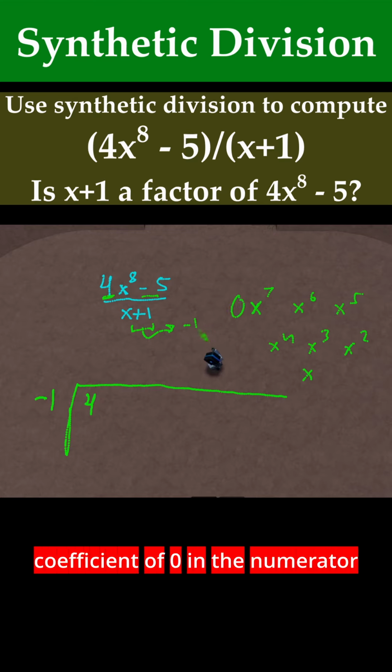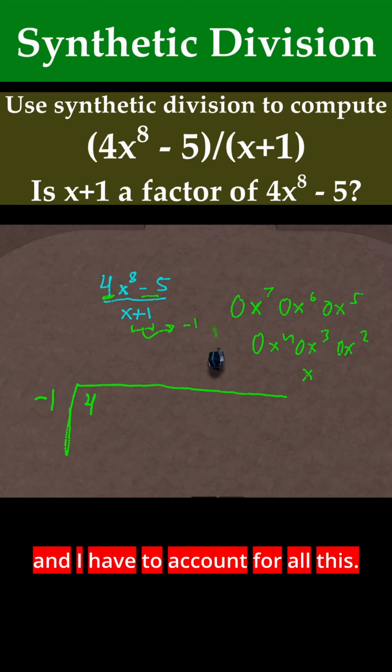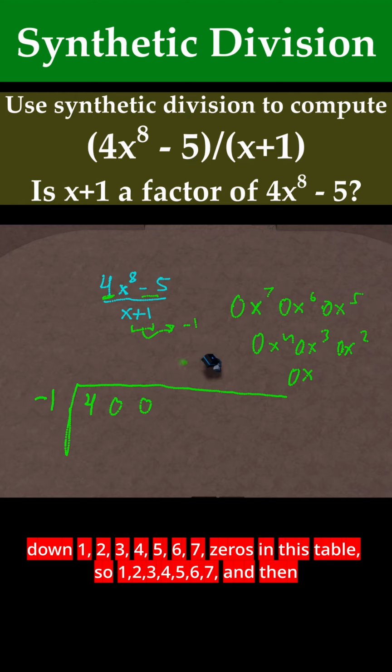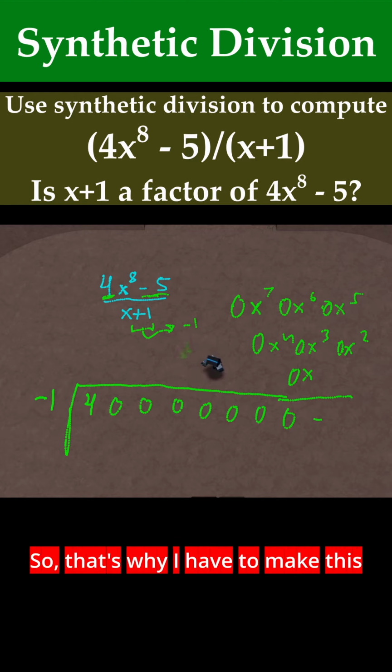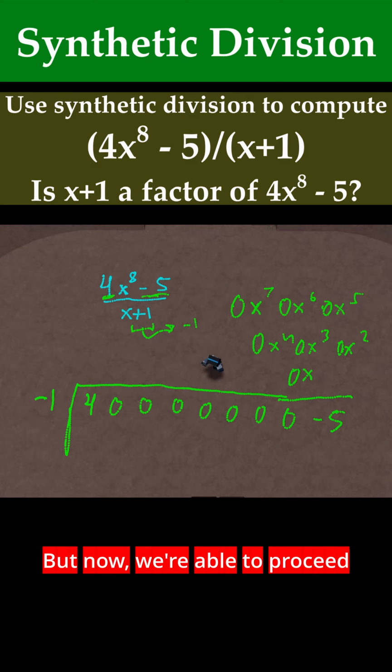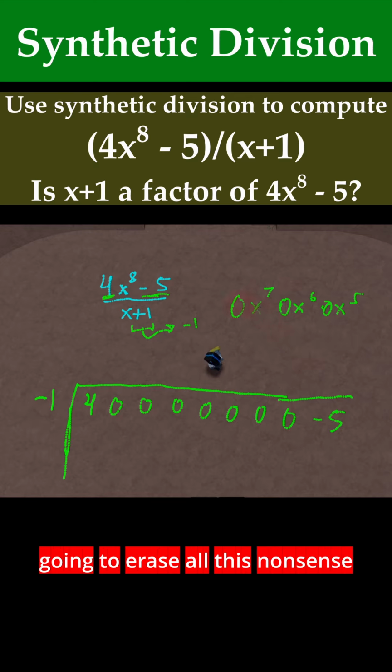In other words, these all have a coefficient of 0 in the numerator, and I have to account for all this. So that means I'm going to put down 1, 2, 3, 4, 5, 6, 7 zeros in this table. And then you can add the minus 5. So that's why I had to make this table so big. But now we're ready to proceed with synthetic division. I'm just going to erase all this nonsense up here.